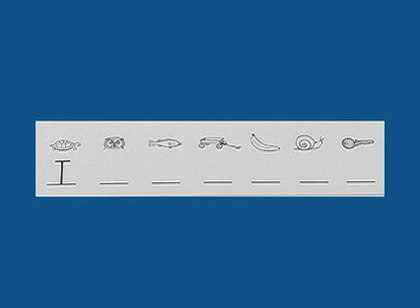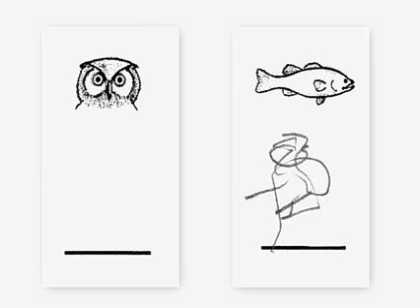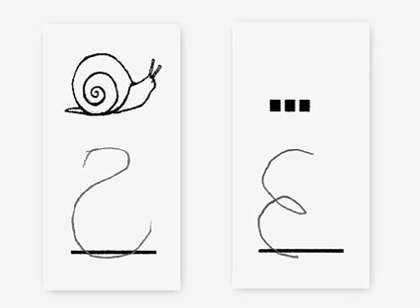Let's take a look at the student worksheet to learn about scoring. There are 4 areas to score on the printing screener: memory, orientation, placement, and sentence skills. Memory is the ability to remember and write dictated letters and numbers. A memory error occurs when a child cannot recall the letter correctly or at all. Orientation is the ability to write letters and numbers facing the correct direction. Orientation errors are often called writing backwards or letter reversals.